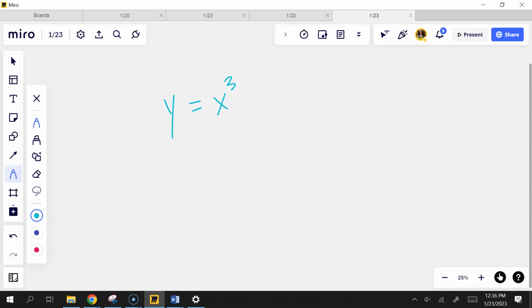So if you look, the graph is already there for you. That's the parent function that's already there. So what is the domain here? Negative infinity to positive infinity. How about the range? There you go. How about x-intercept? 0. So the x-intercept is 0, and the y-intercept is also 0.